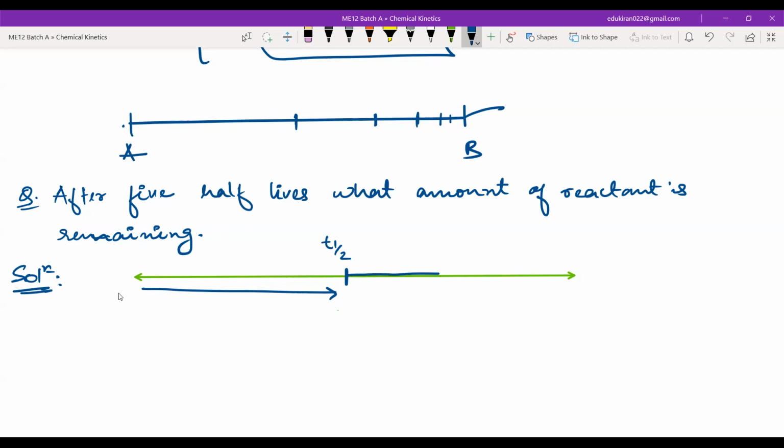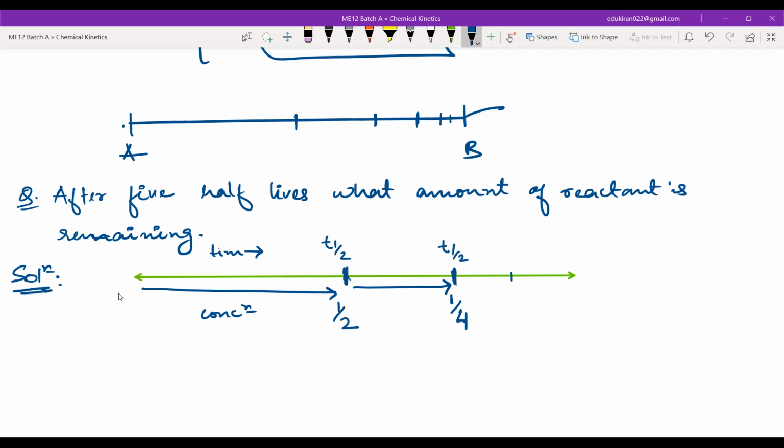Now again, from here to here, you will go once again half of the distance. Now here you have 1/2 remaining. If you go from here to here, this will take the half time. This is the time axis and this is the concentration. How much concentration is remaining here? This is 50% reacted, then 75% reacted. That means 3/4 has reacted, 1/4 is remaining.